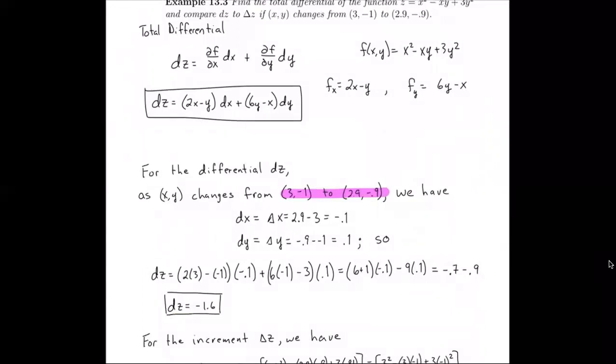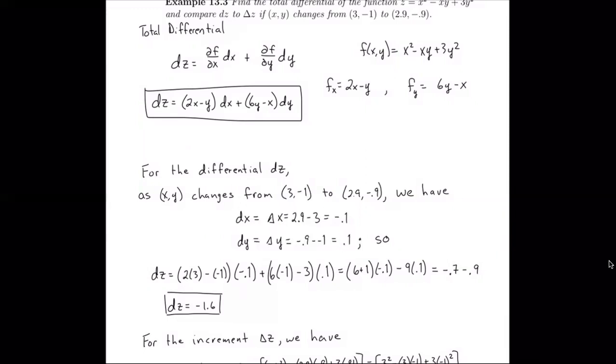So for the differential dz, changing from this point to that, we notice that dx, again, we'll select dx to be delta x here. And then once we have that, we're changing from 3 to 2.9 in the x component. So we do the end result, 2.9 minus the start. So that's 2.9 minus 3 to get -0.1. Similarly for dy, it's delta y, and changing to -0.9 will subtract the -1 we have in the first point's y component, and we get 0.1 out of this. Okay, so now we know our values for dx and dy.